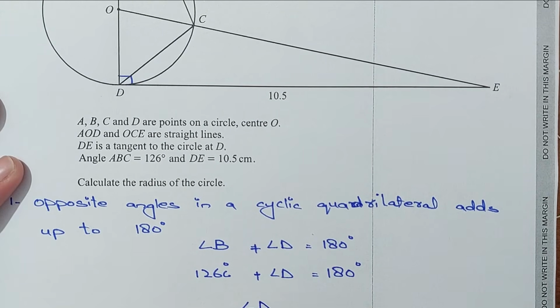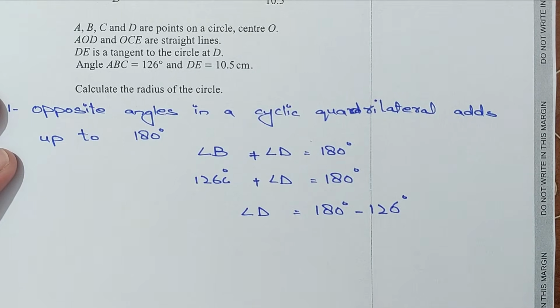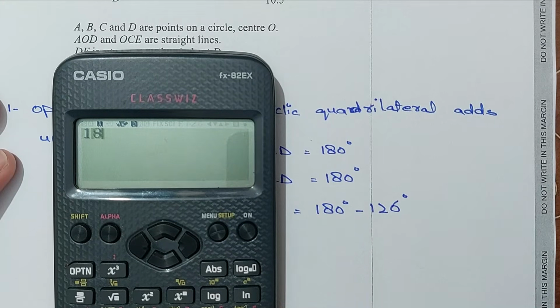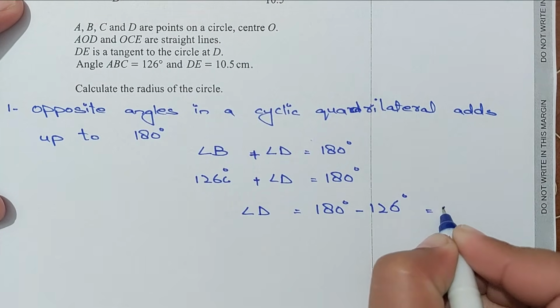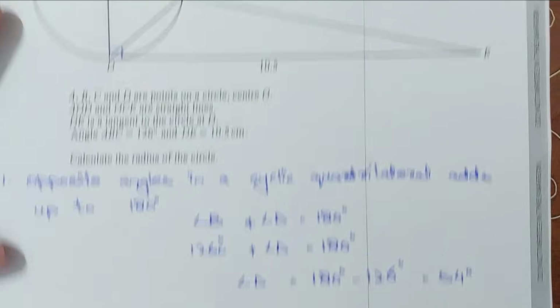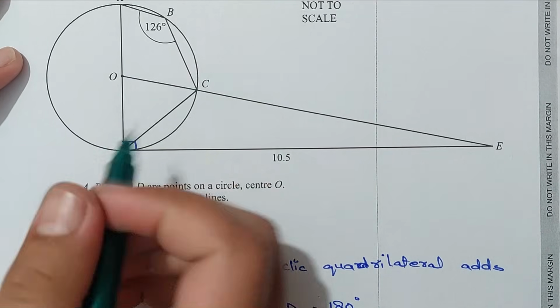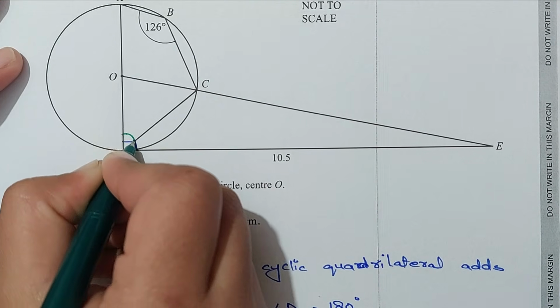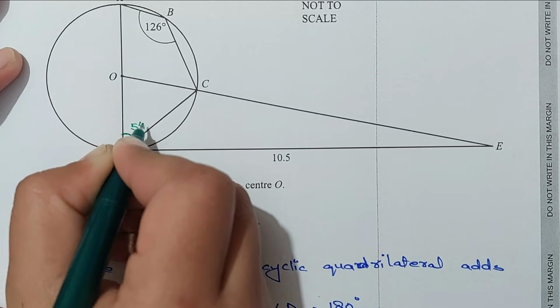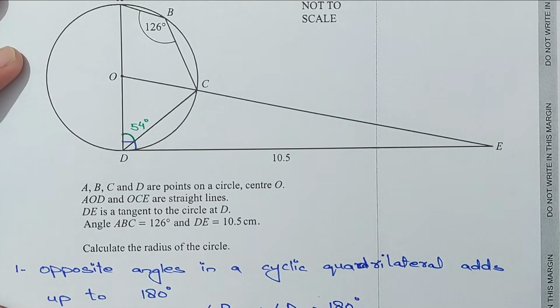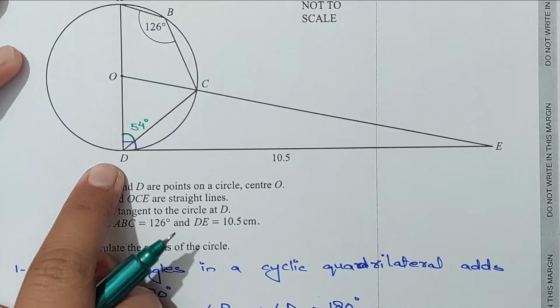So angle D should be 180, and we have to subtract 126 degrees. Let me find that angle. 180 minus 126 is 54 degrees. This is 54 degrees. All right. So here this angle is 54 degrees. Now consider this triangle O, C and D.